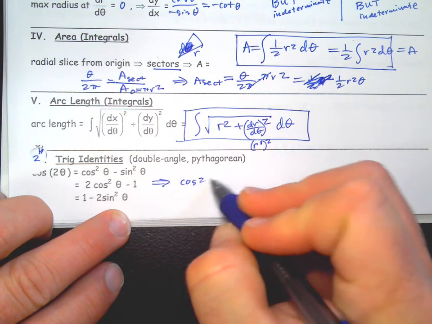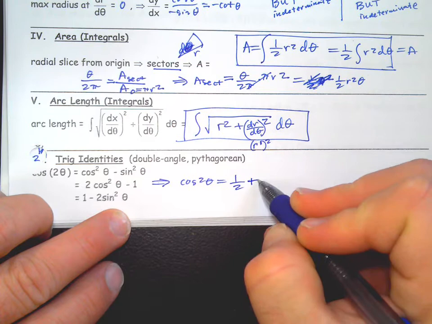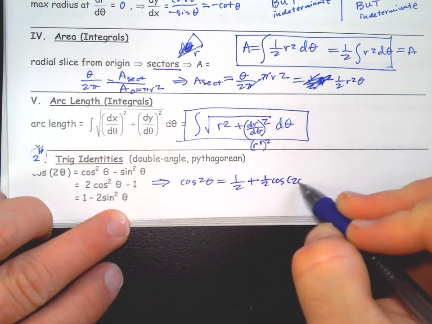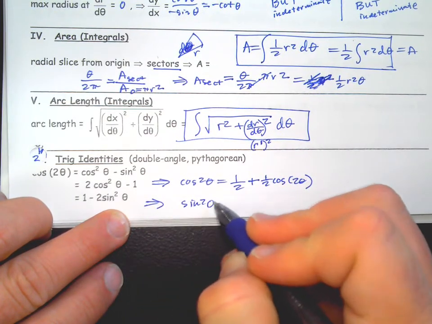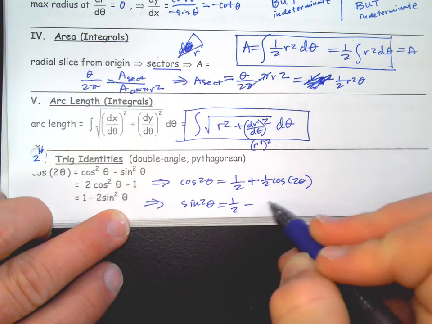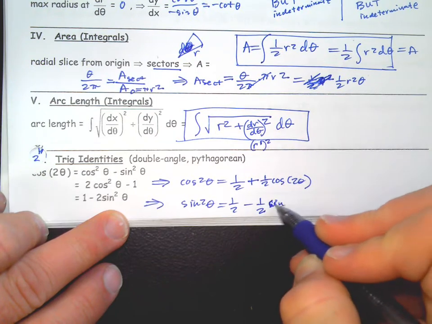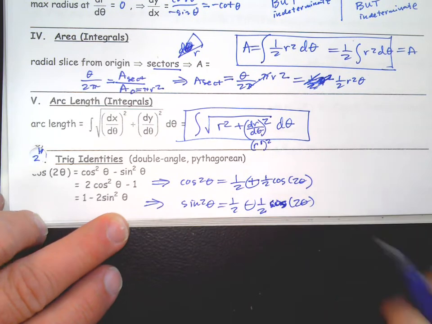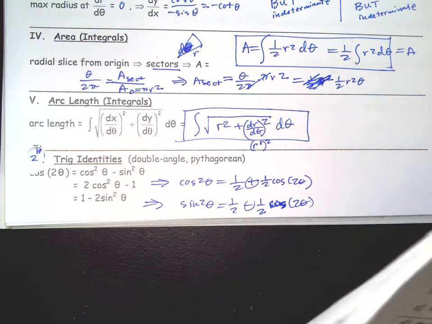So from this, you could solve this. You could say, well, cosine squared equals 1/2 plus 1/2 cosine 2 theta. And from this one, you can solve for sine squared, and it would be 1/2 minus 1/2 cosine 2 theta. So they both use cosine double angle. The only difference is the plus and the minus. So we're going to use that. We use those a good amount of time to help us get something that we can actually integrate.